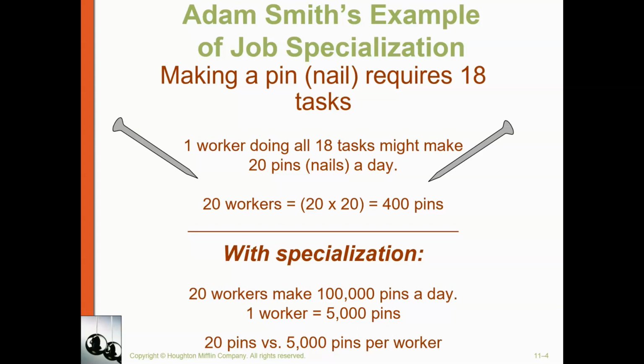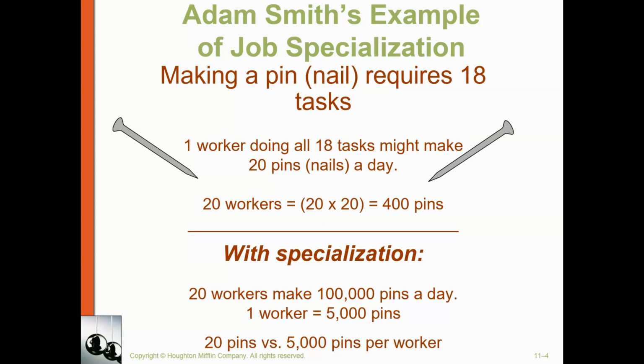Making a nail required 18 different tasks. If one person were to do all 18 tasks, they'd be able to make 20 nails a day. So if we had 20 workers, 20 times 20 gives us those 400 nails being made.